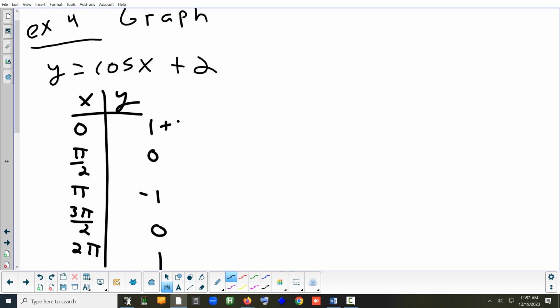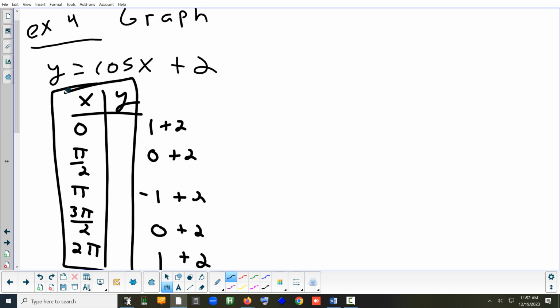Add 2. So I'm going to write down what we're going to do. And what I'm interested in is what you put in that table. So can somebody tell me all my new y values? 3, 2, 1, 2, and then 3. That's it. Arithmetic, very, very easy. 1 point for each number you get in the table.